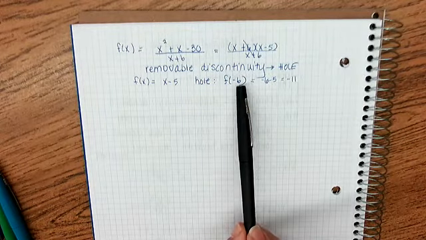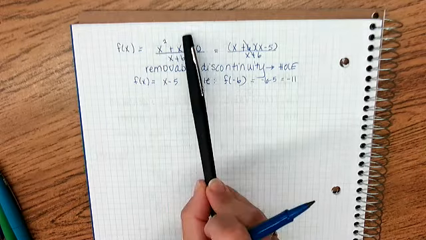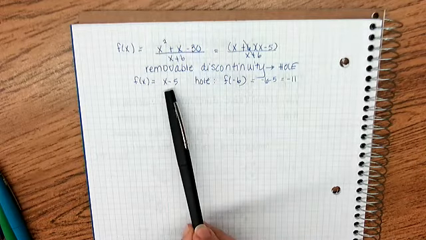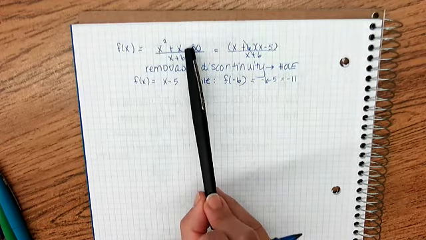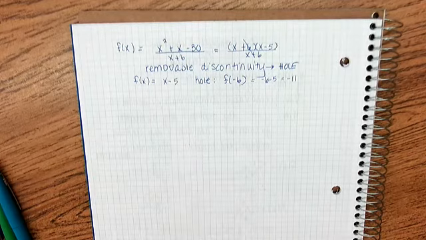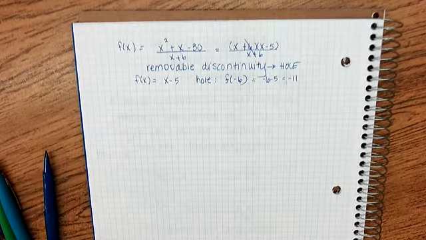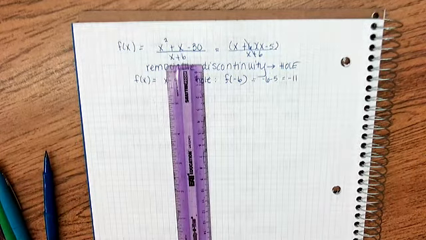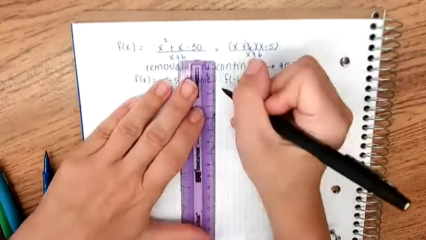Do I plug -6 into the original equation, or to the reduced? You can't plug it into the original. If you plug it into the original, you're going to get 0 in the denominator and in the numerator. No can do. Let's just sketch our line here with a hole at (-6, -11).